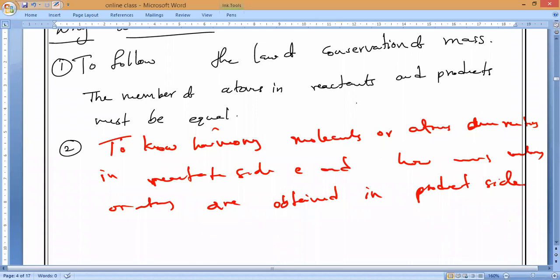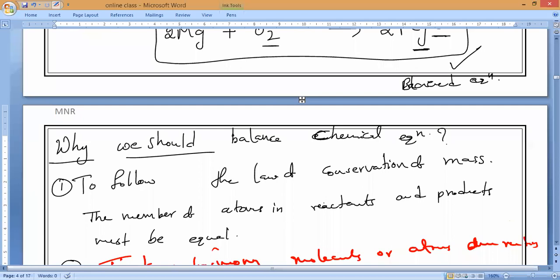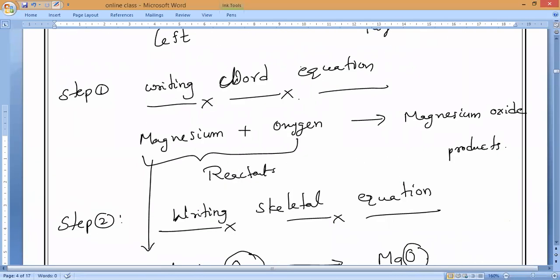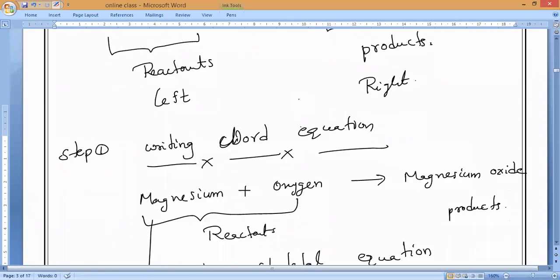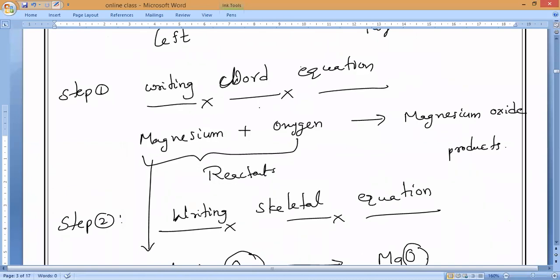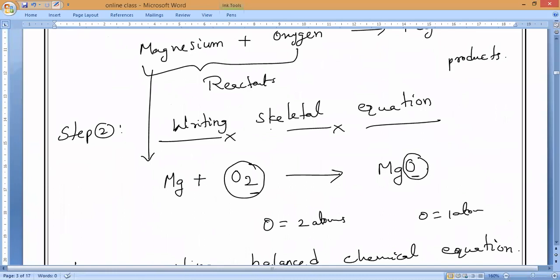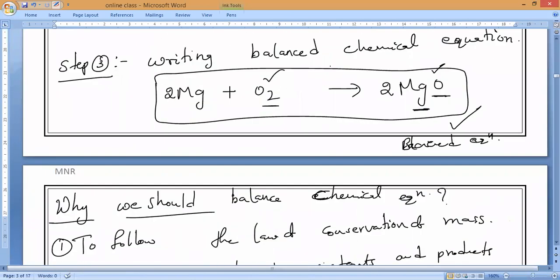So now I will teach you. Whenever I have given you a chemical reaction, you have to follow 3 steps. What are they? First, writing the word equation. Second, writing the chemical equation. Third, writing the balanced chemical equation. Basically, if it is a descriptive exam, they will ask you for 2 marks. Understand?